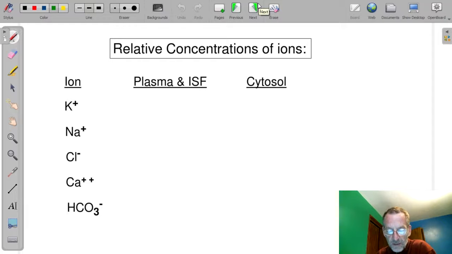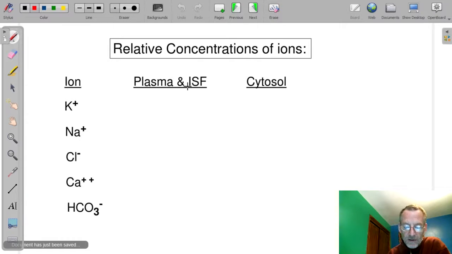let's just make a little table for relative concentrations of these different ions. This you should memorize, but the good news is that it's not hard. So let's start with potassium. And so I lumped plasma and ISF in the same group because we just reviewed on the previous slide that they go to equilibrium.